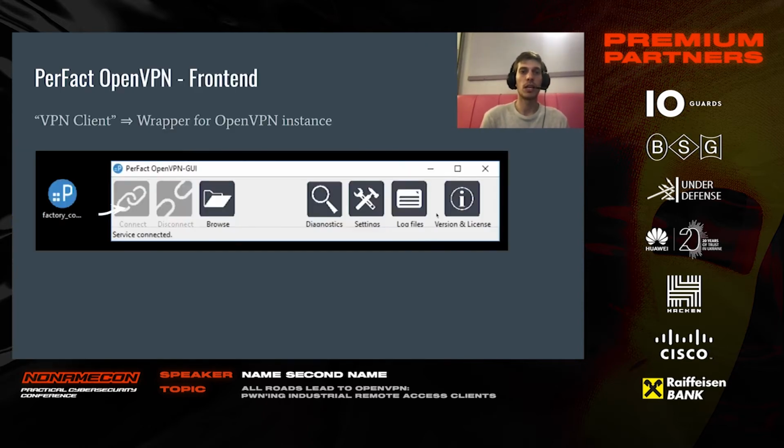And the Perfect OpenVPN client is essentially, what the users see is just a very simple GUI, the front end in our diagram, in our architecture, that allows users to start an OpenVPN instance using an OpenVPN configuration. So it has a nice logo but behind the scenes it uses OpenVPN.